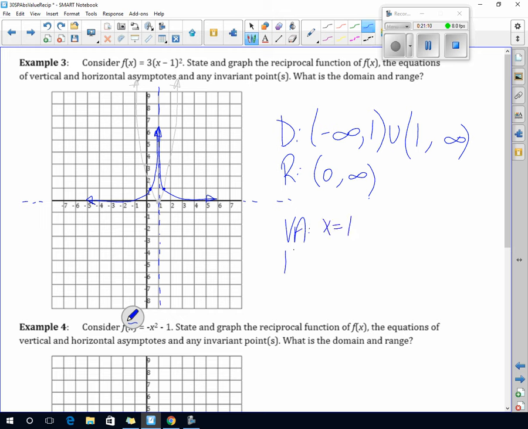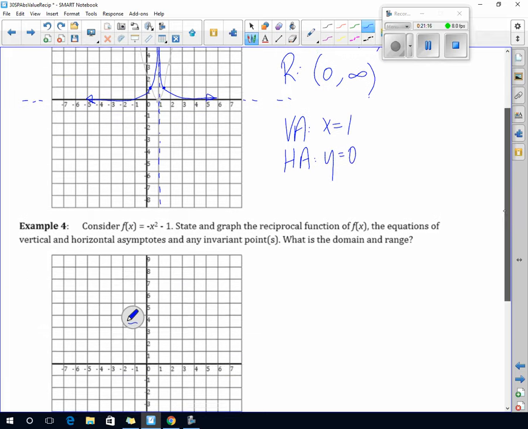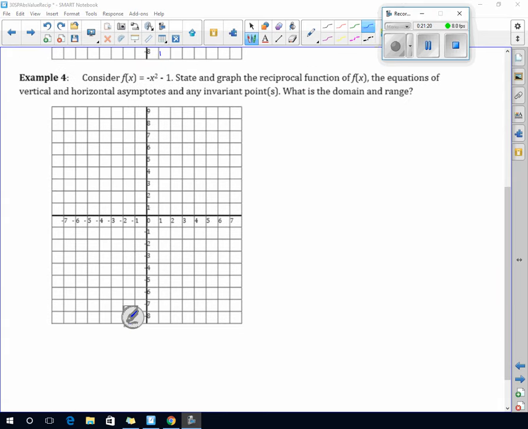Yeah? How do I graph f of x equals negative x squared minus 1? Start at negative 1. And it's opening down. Very good. So negative 1, and then you're going down 0, 0, 1, 1. Do you see that? 2, 4. 1, 2, 3, 4. That's probably good enough. That's all I need. And then I'm going to gray this out.